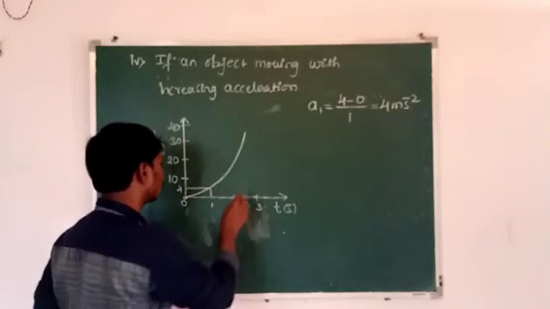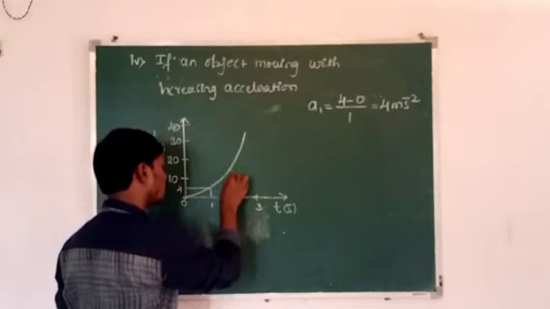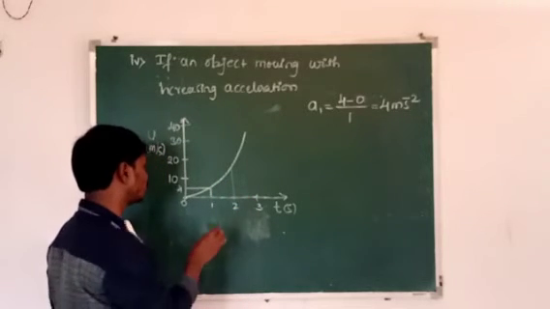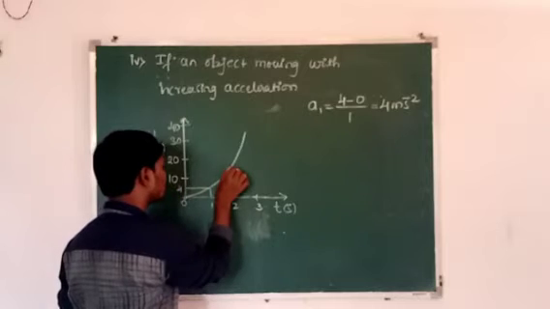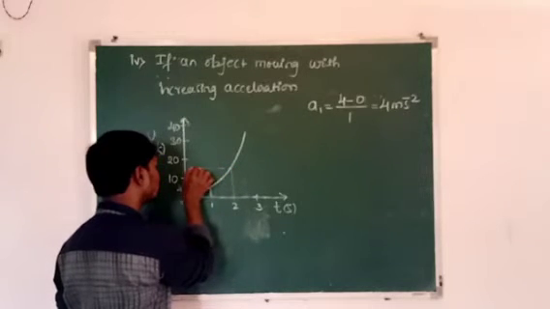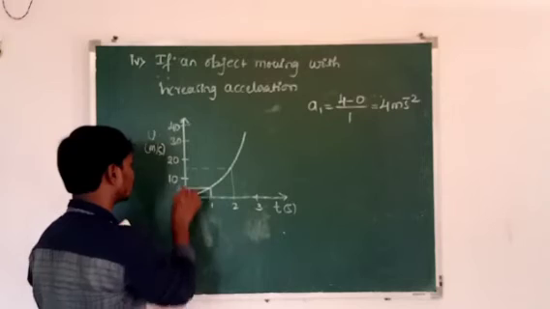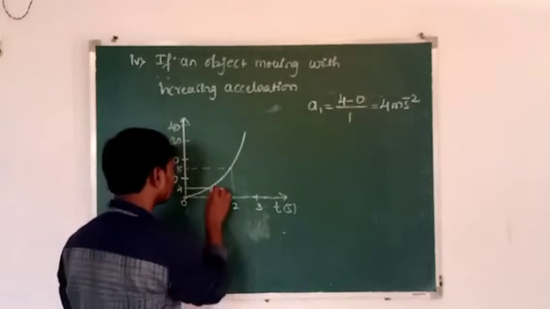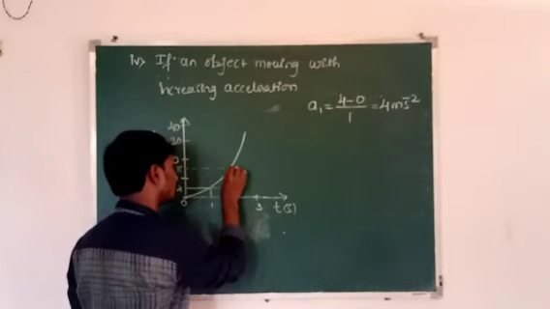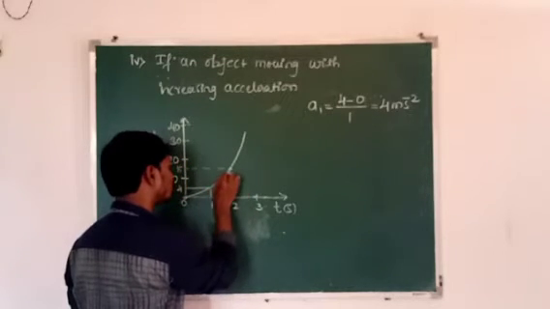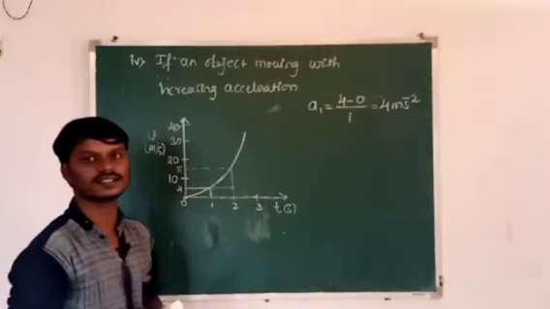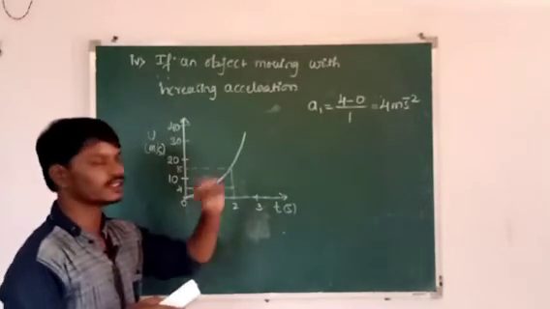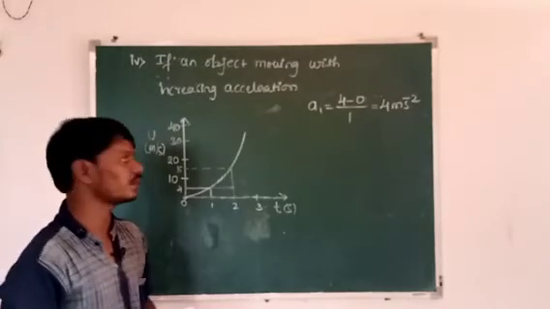Next, here we are going to find what is the acceleration of the object when the velocity is changed from 4 to, suppose I will take this point as 15. Then we are going to find the slope again here. If we find the slope, that is nothing but the acceleration of the object.